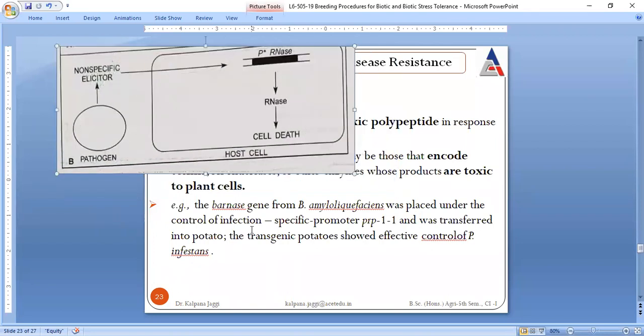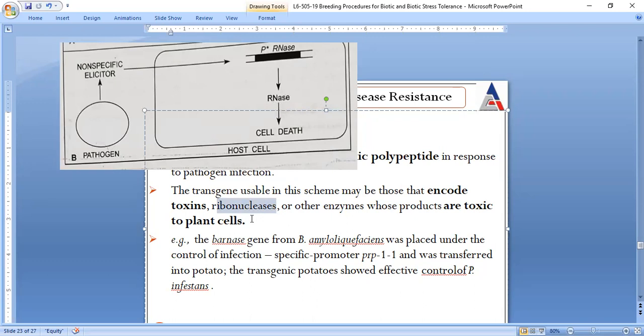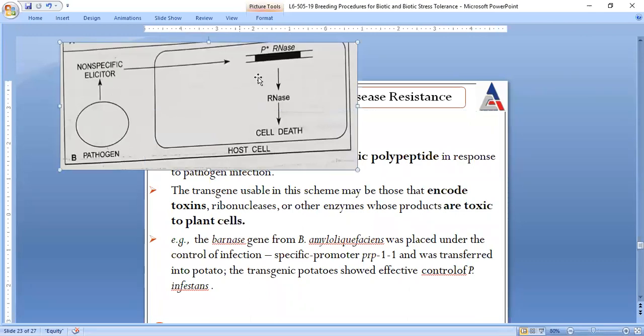Here we are talking about the Barnase gene. Again, the pathogen will attack, but here the endogenous system is producing a toxin. We said that the toxin can be a ribonuclease. Ribonuclease means the enzyme that acts on RNA. Upon the attack of the pathogen, this is an infected cell.